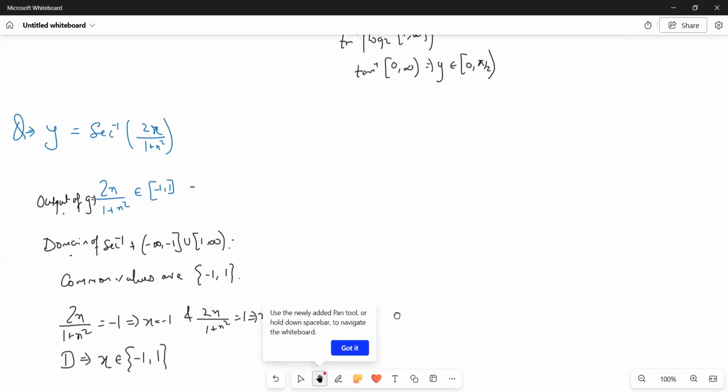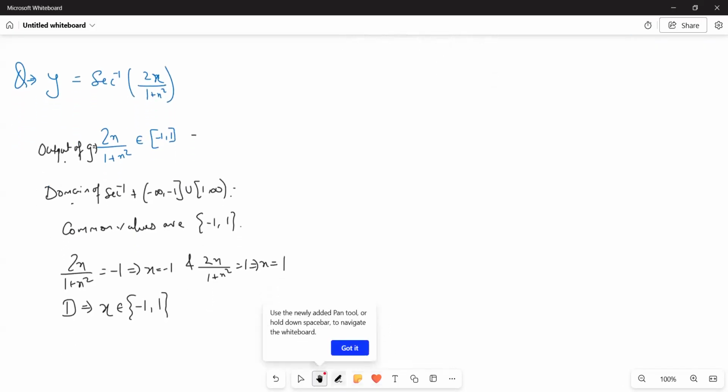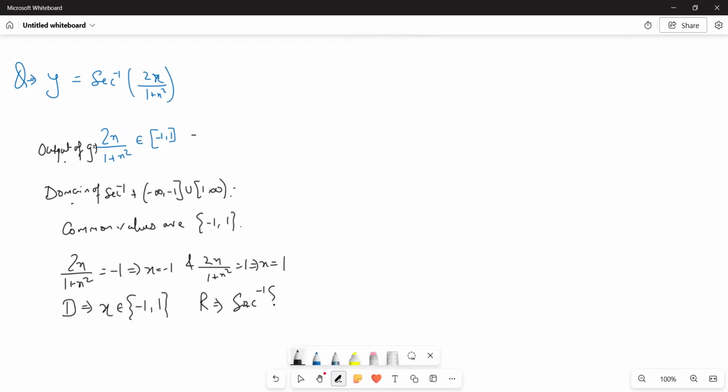So then if it has only these two values in the domain, what would happen to the corresponding range? So range में आ 0 गया and pi. Sec inverse of -1 and 1. Sec inverse 1 would be 0 and sec inverse -1 would be pi. So y belongs to 0 and pi. That will be the range, 0 and pi. That's it.